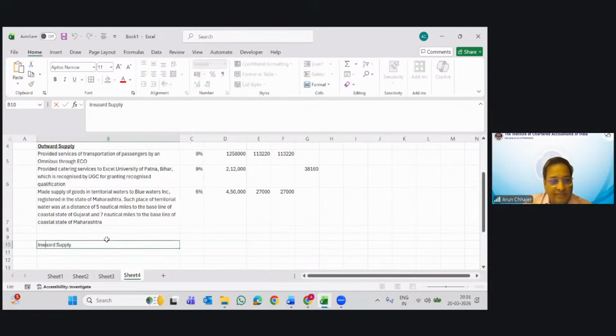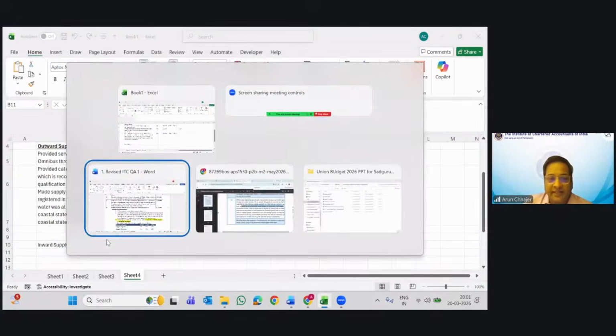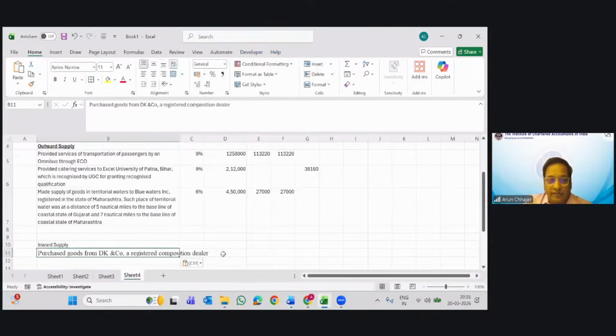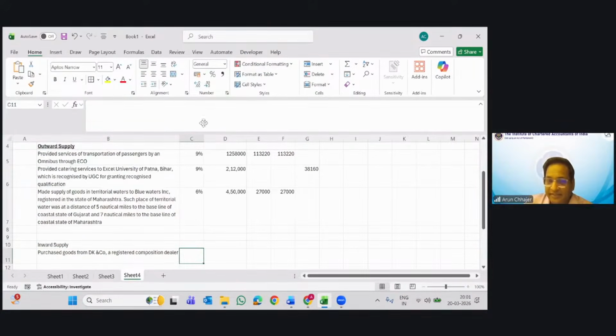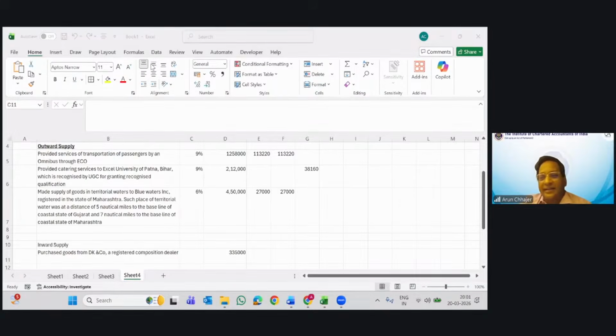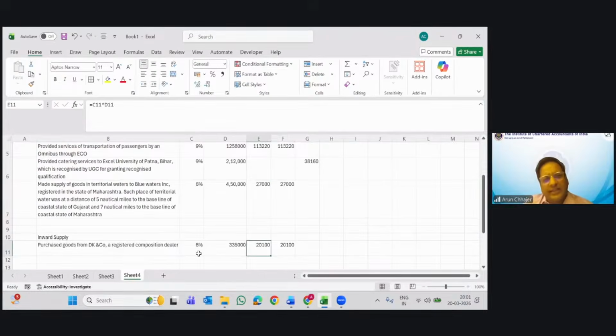So if I am purchasing the goods from a composition dealer, then it is goods. Then can I say it is taxable at 6%? So he has purchased 3,35,000. So can I say that the tax portion would be 6%? CGST 6%, SGST. ITC will be available. Can I say that tax will be 6%? Just asking, not concluding. So for the time being, they are saying yes.